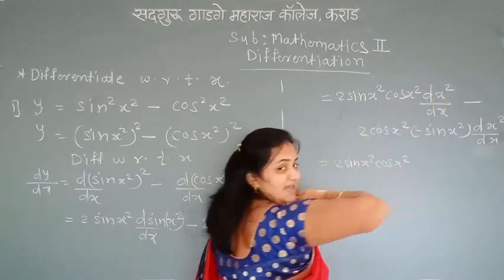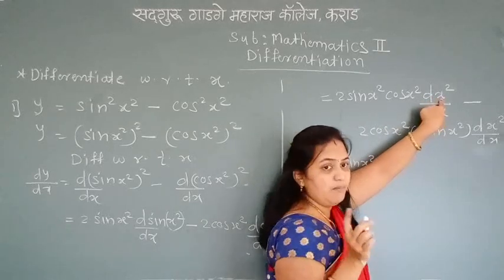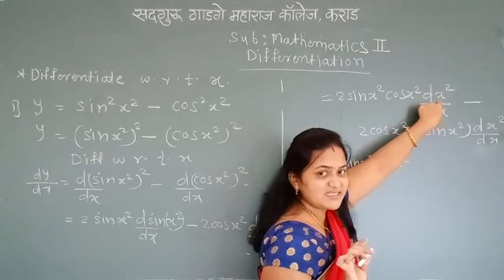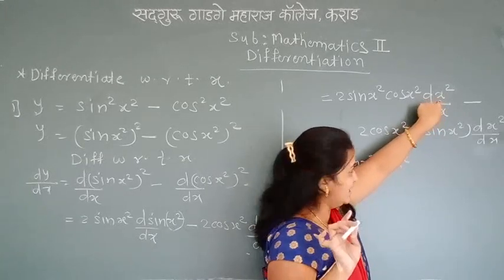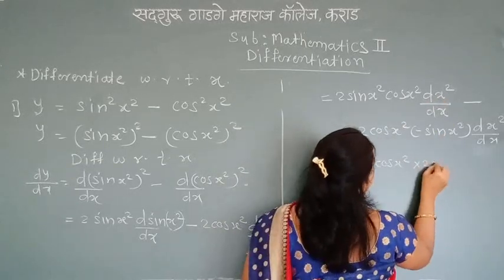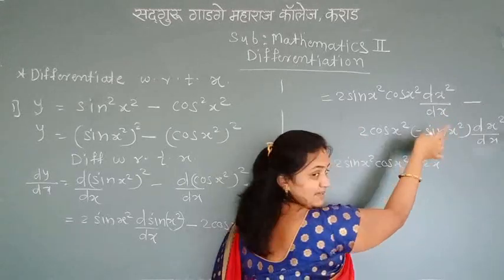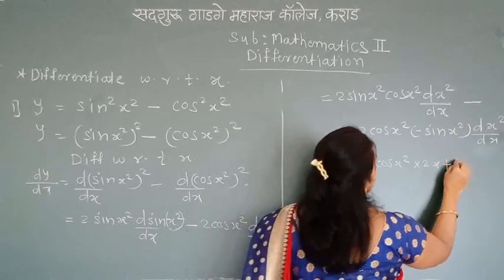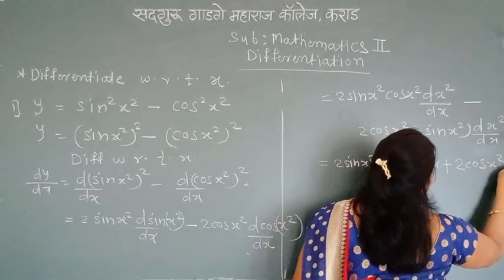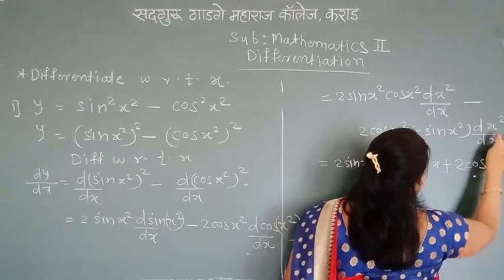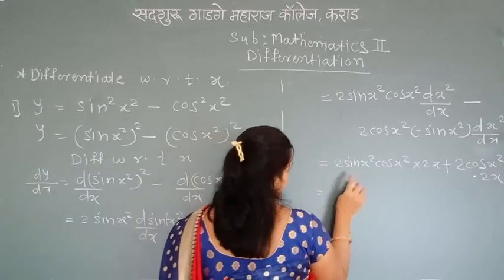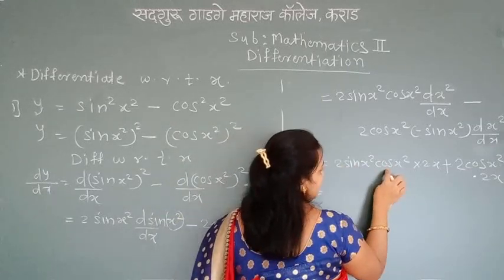What is the derivative of x square? This is the standard form. Compare with x raised to n. So this is your standard form. What is the derivative of x raised to n? n x raised to n minus 1. So what is the derivative of x square? Which is 2x. So multiply here 2x. This minus multiply we get plus 2 cos x square multiply sin x square multiply x square derivative which is 2x. So we get here 2 sin x square multiply cos x square.